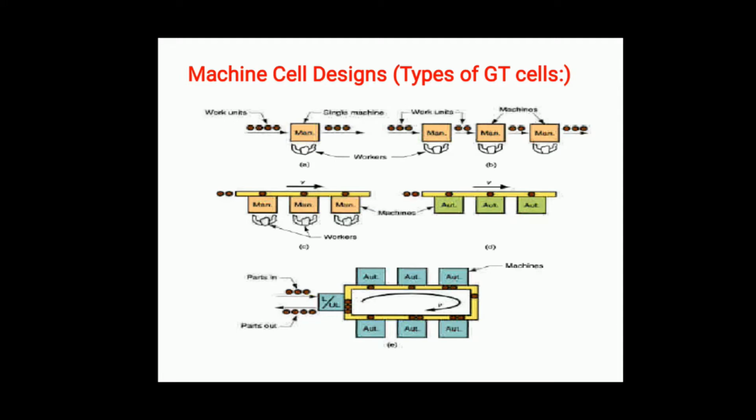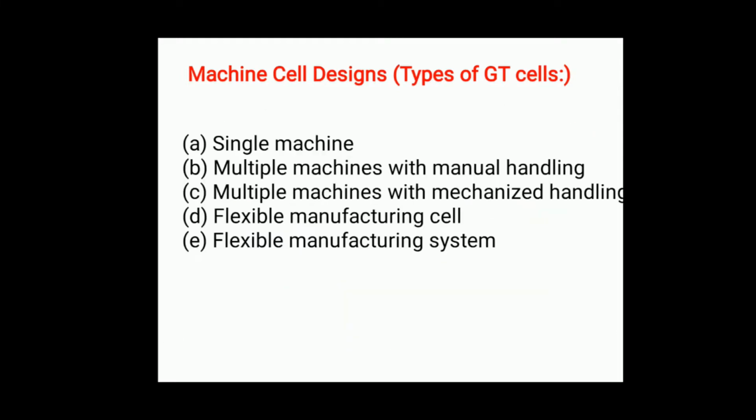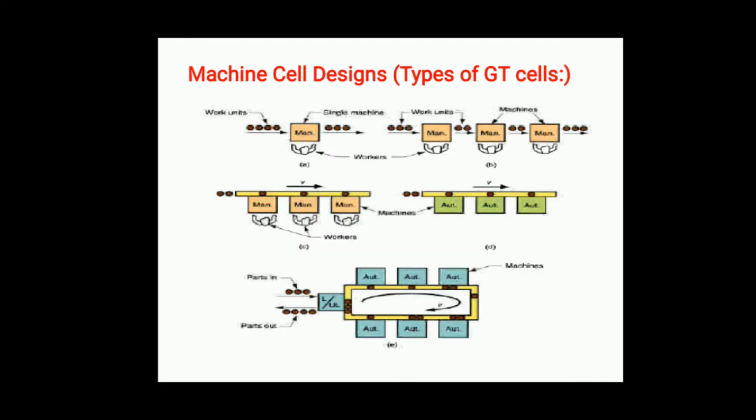So you can see your work units: this is the raw material and this is the finished part after this. By using a single machine we are going to manufacture. So this is the first type. Second is multiple machines with manual handling. There are n number of machines in the second figure B with manual handling. There is some 10% to 50% involvement of the workers. So there are 3 to 4 machines.